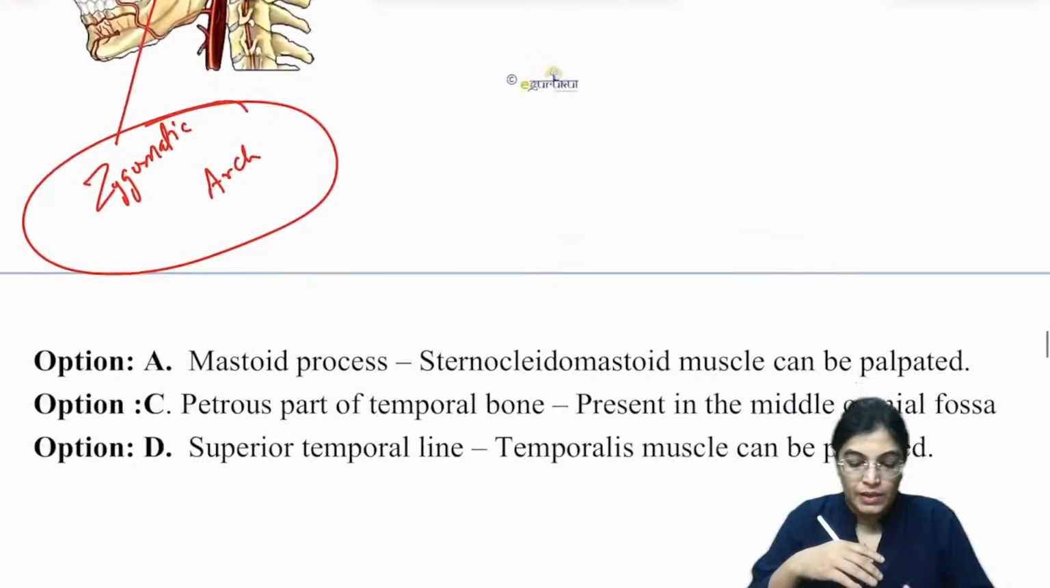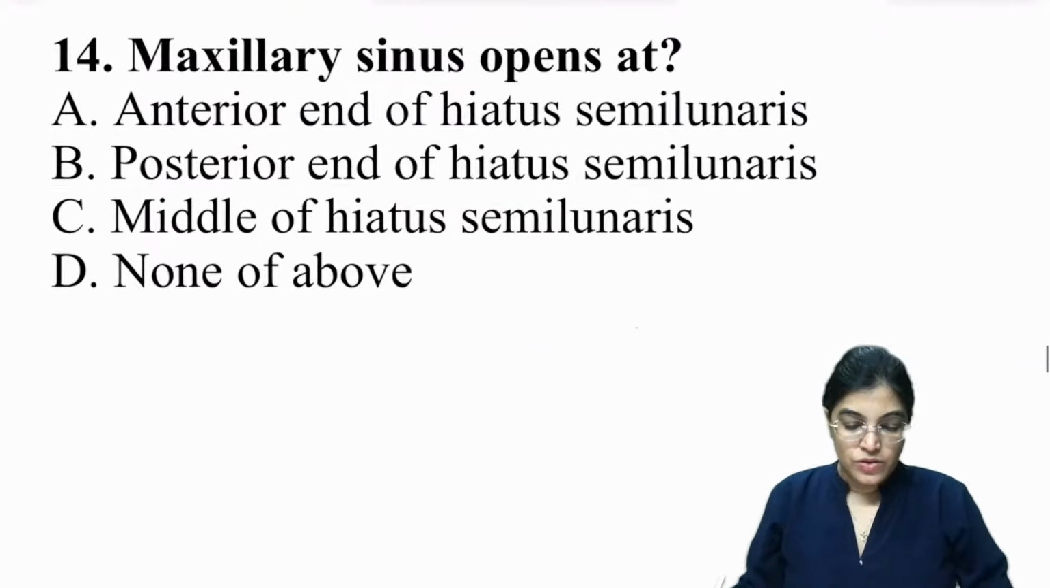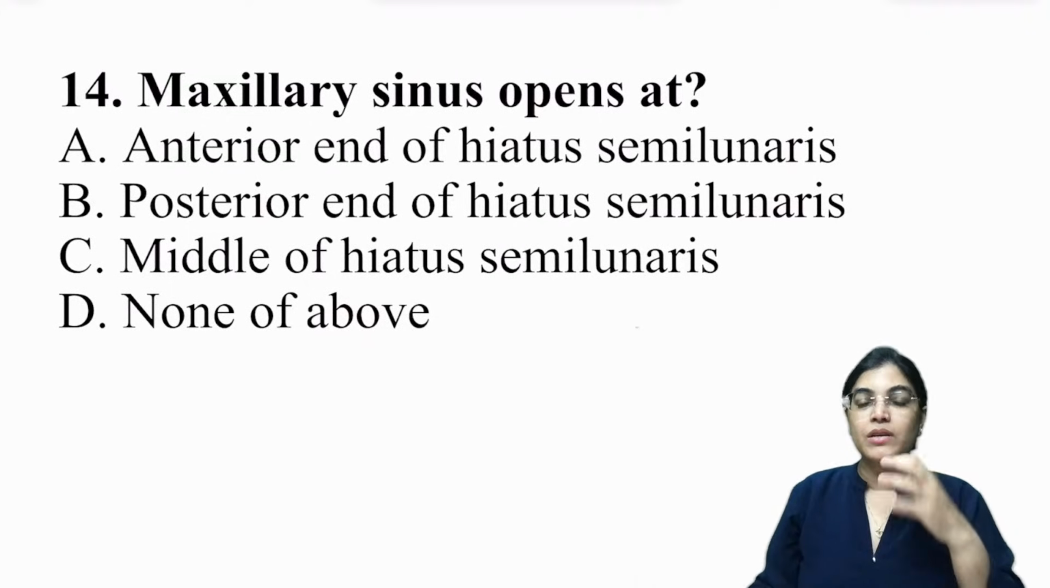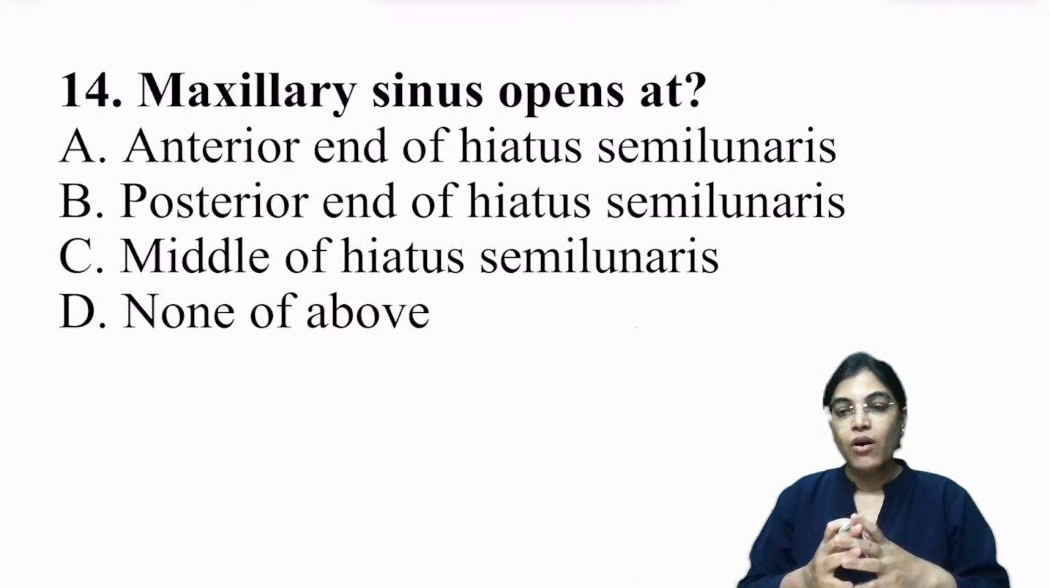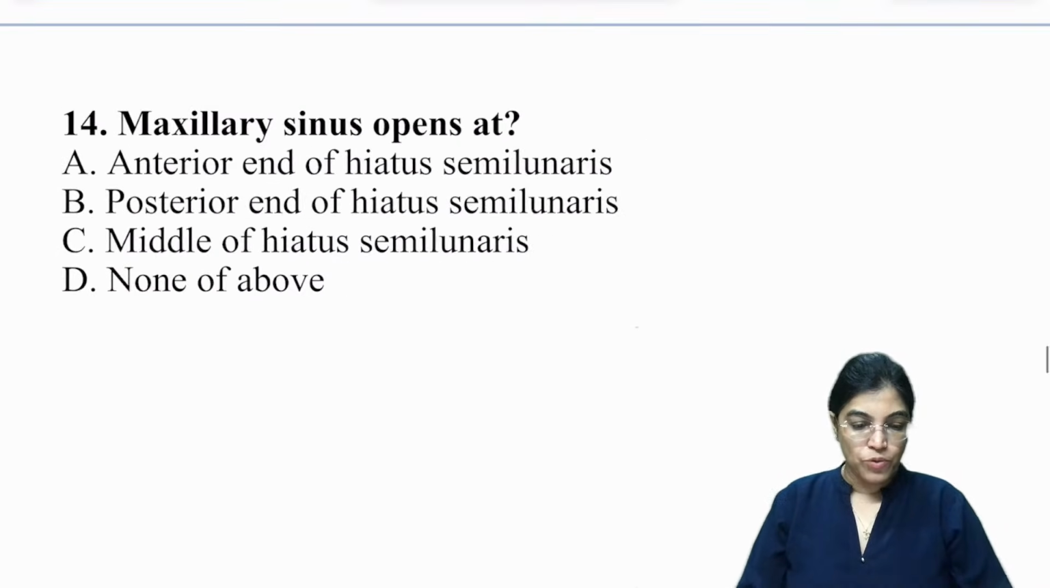Now coming to the next question. Maxillary sinus opens at. This question is about the lateral wall of the nose, which has meatuses, and you have to know the structures opening in the lateral wall of the nose, which opens at which level and where it is located. That is very, very important for you to know.